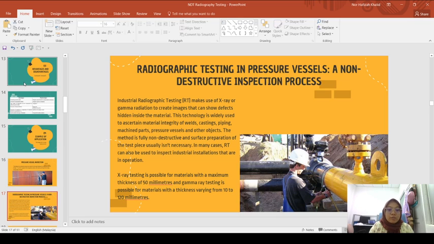X-ray testing is possible for material with a maximum thickness of 50 mm, and gamma ray testing is possible for material with thickness varying from 10 to 120 mm.